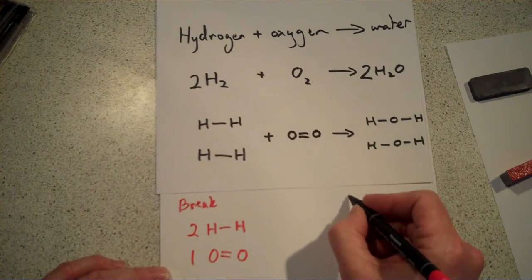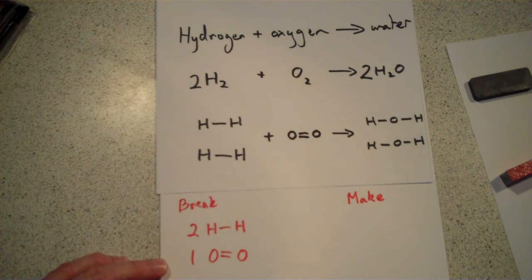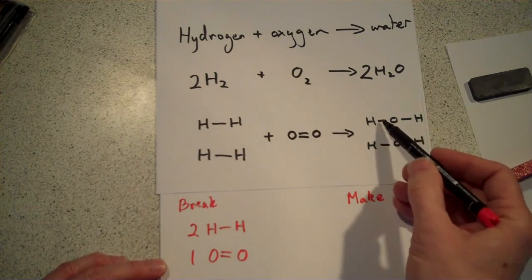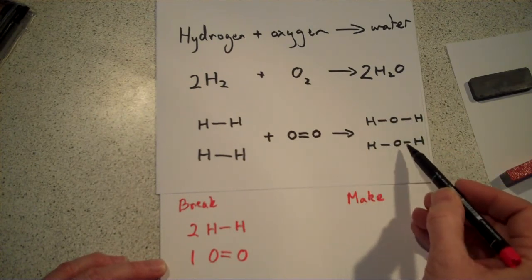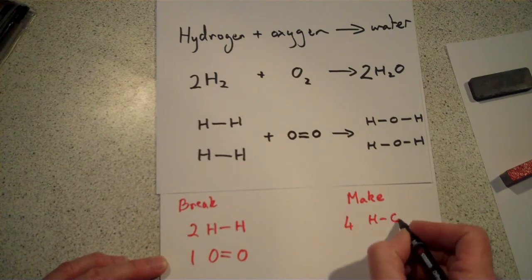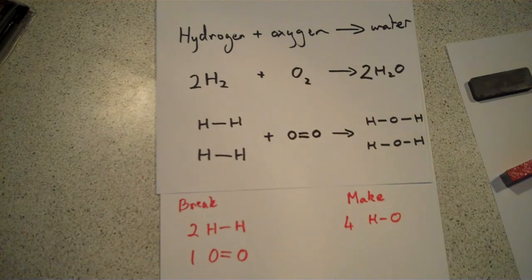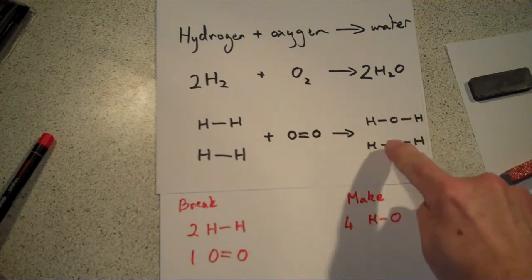And meanwhile, when they come back together, we make, let's have a look, 1, 2, 3, 4 bonds, where now hydrogen is bonded to oxygen. You could say oxygen is bonded to hydrogen, doesn't matter which way around you say it. Those 4 bonds are all the same.